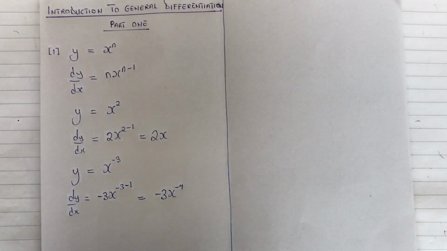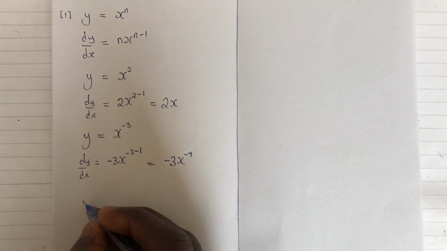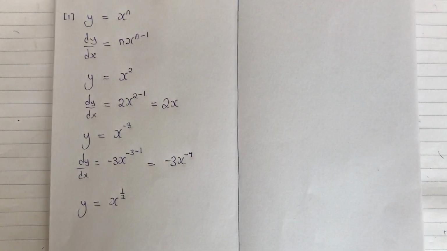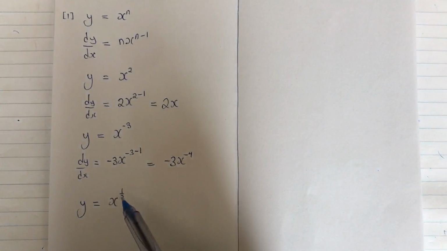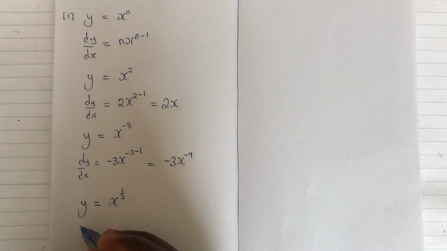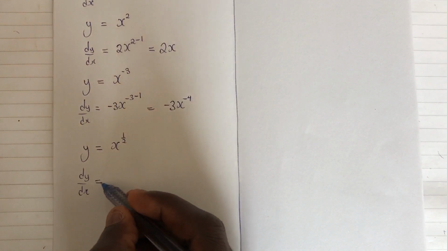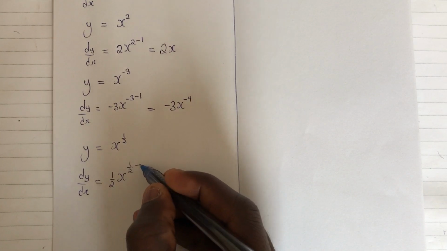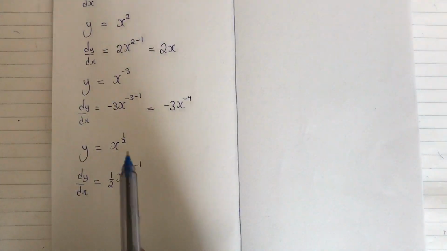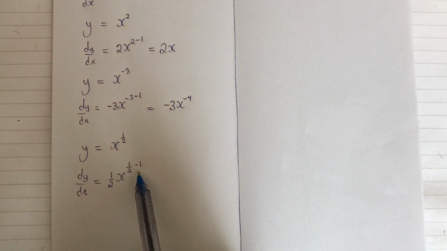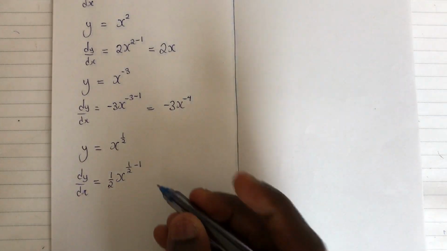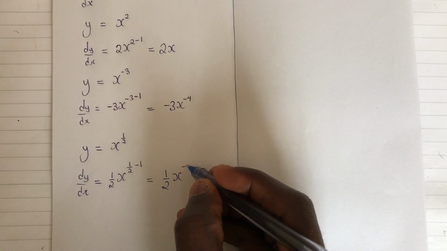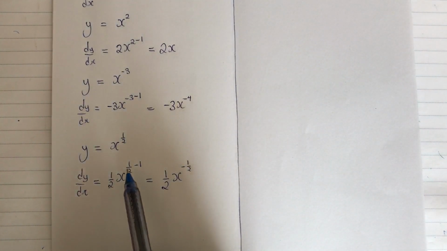Let me take the final example before I move on. If I have y equal to x raised to the power half, I can use the same rule because half becomes my exponent. So dy/dx equals 1 over 2 x raised to the power 1 over 2 minus 1. We use the exponent to multiply and reduce the power by 1, which is what I have done. When you simplify this, we have 1 over 2 x raised to the power of negative 1 over 2. You can punch this into your calculator.